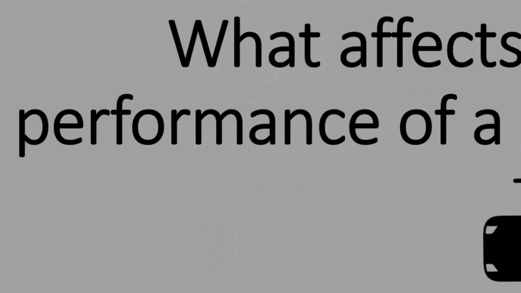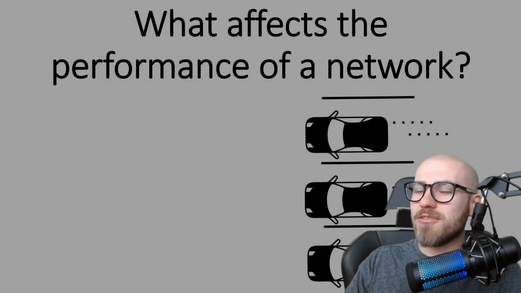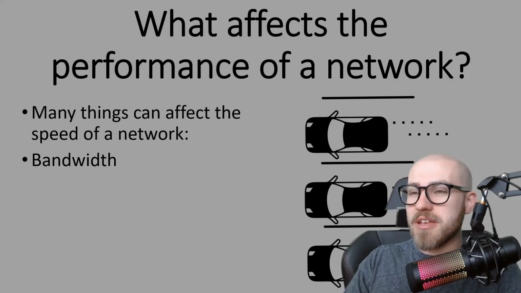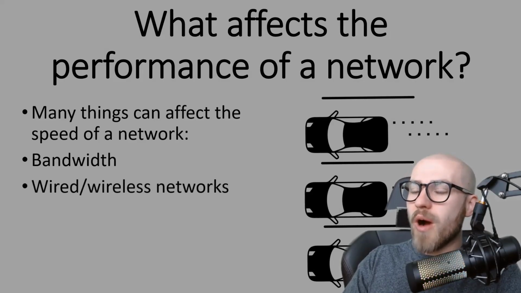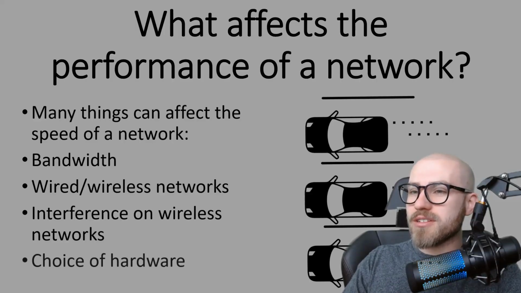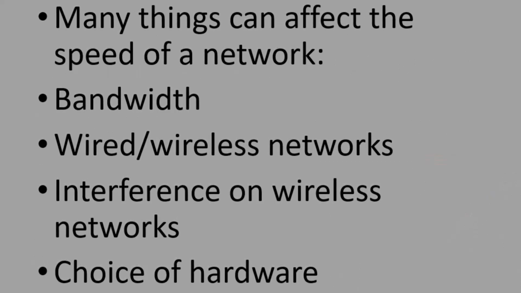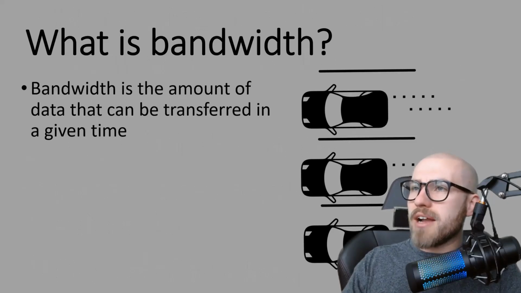In this session, we are going to be looking at what affects the performance of a network. Things that can affect the performance of a network, but the main ones are going to be bandwidth, depending on whether it's wired or wireless, interference on wireless networks, and your choice of hardware, so what hardware you've bought when you set up the network. So what is bandwidth? Bandwidth is the amount of data that can be transferred in a given time.